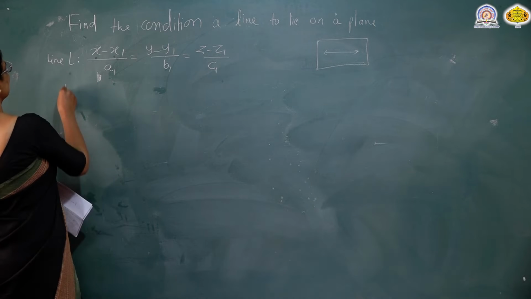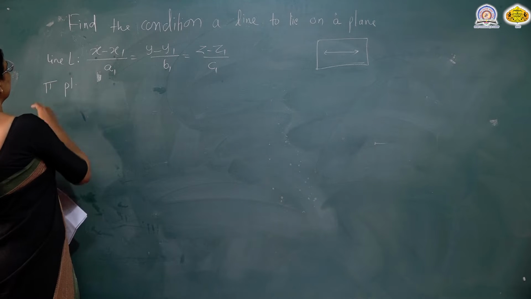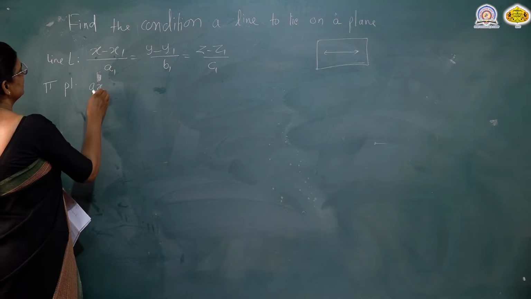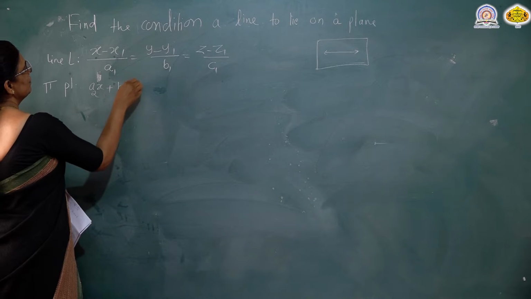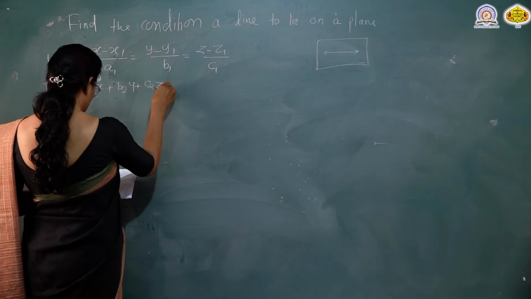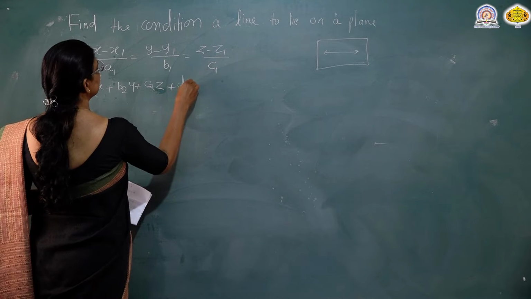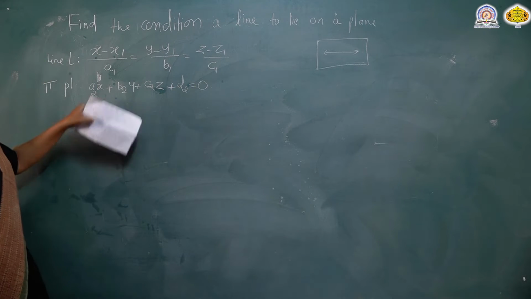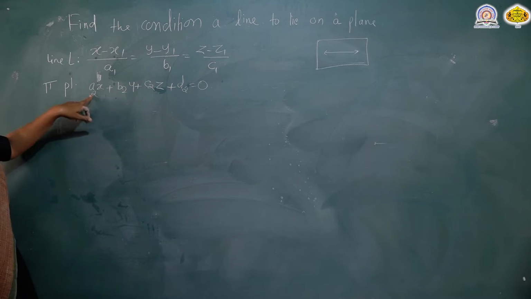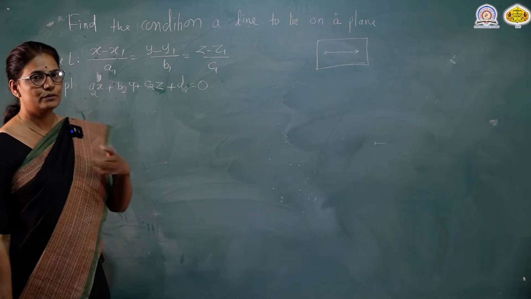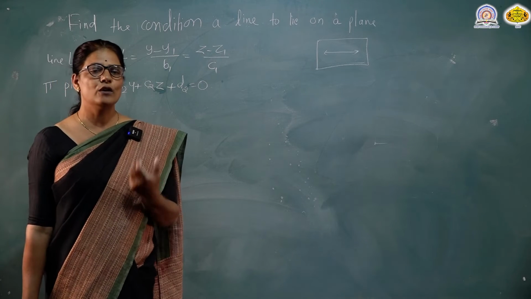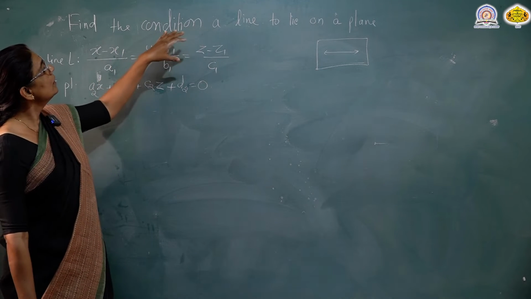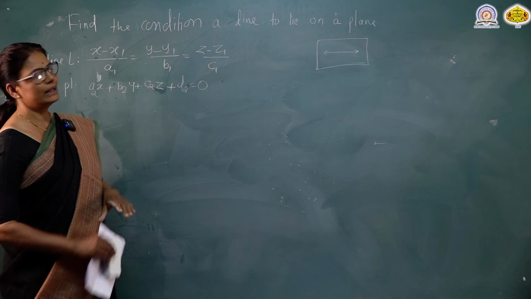And we consider the equation of the plane, which we denote by pi, as a2x plus b2y plus c2z plus d2 equals 0. This is the equation of the plane. Now here we know that a2, b2, c2 denote the DRs of the normal to the plane. So we want to find a condition for a line to lie on a plane.